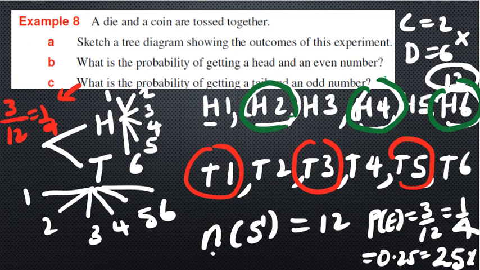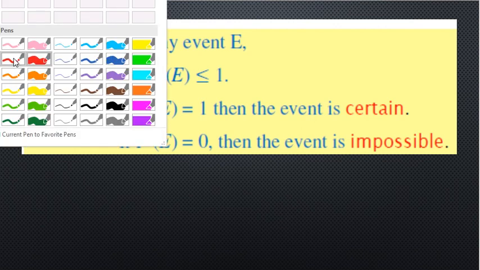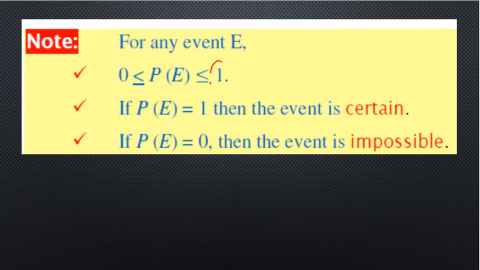This is the answer. Okay, let's add one more example, and that's going to be enough. But we need to remember, like I said before, for any event, probability is between 0 and 1. It cannot be greater than 1. It cannot be less than 0. It's between 0 and 1.